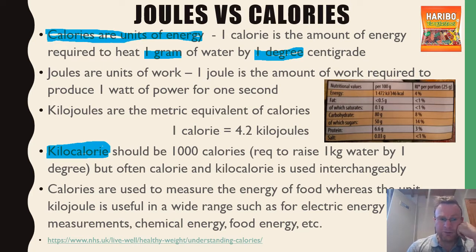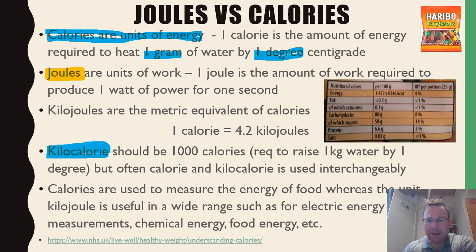So we also have this concept of joules. Joules is not something we tend to use an awful lot in nutrition. They're a very small unit of work, basically. So 1 joule is the amount of work required to produce 1 watt of power for 1 second. It can also be used in electricity. Again, it's another measure of heat, actually. We tend to use kilojoules. So again, this is the metric equivalent. It's 1,000 joules, and 1 calorie is equivalent to 4.2 kilojoules.